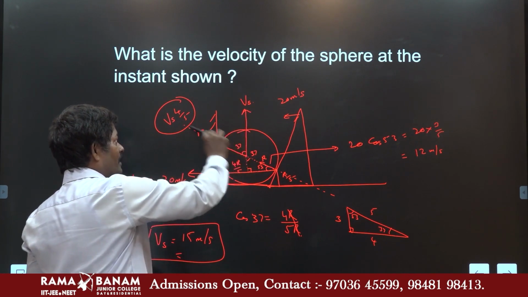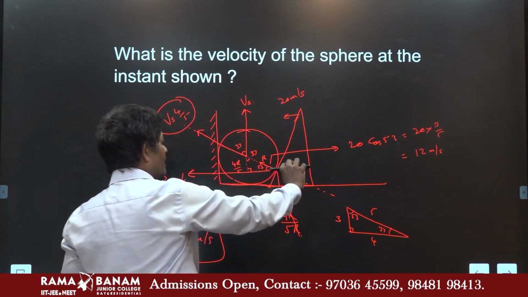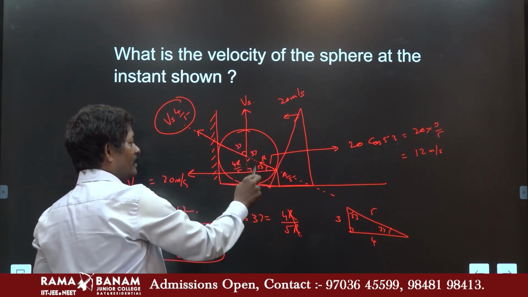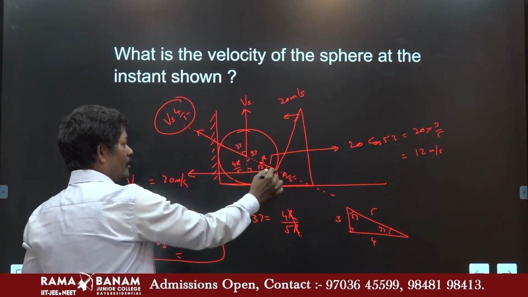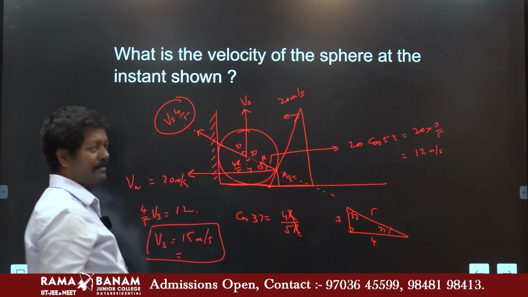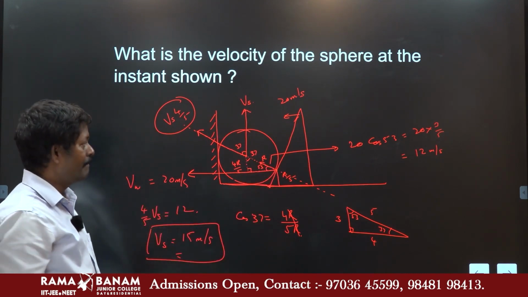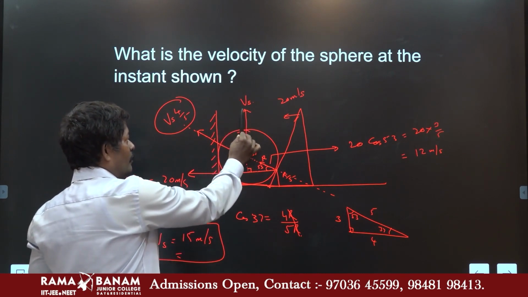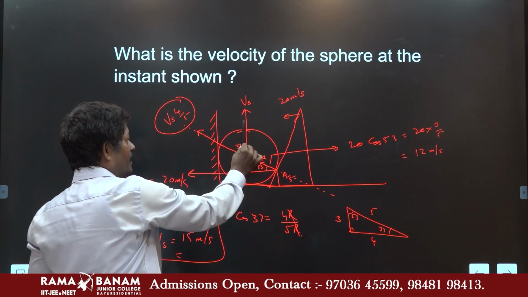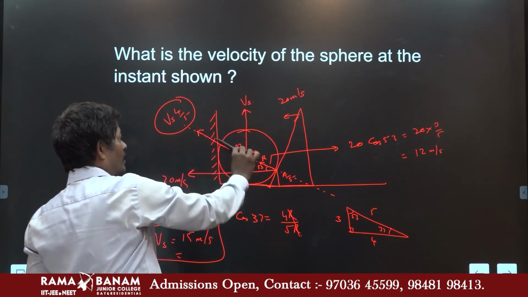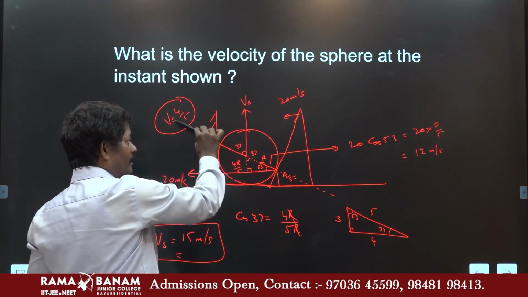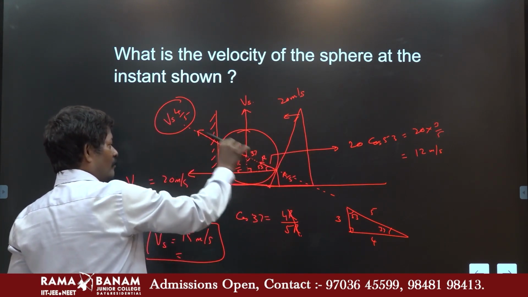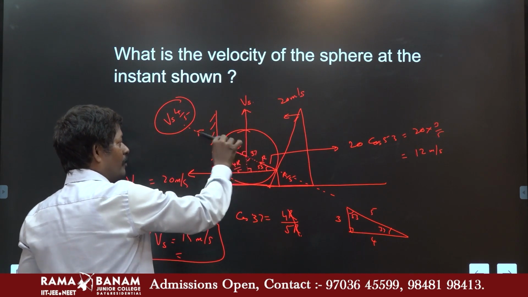Vs cos 37 should match with Vw cos 53. Look at this triangle here. You will get the angles very easily because this is r by 5 given in the question. R is the radius of the sphere. Look at my hand carefully. Vs, this is the original vector. The sphere goes in this direction, not in this direction. This is the component. Wedge goes in this direction, not in this direction. Whatever you get in this direction, that is the component.